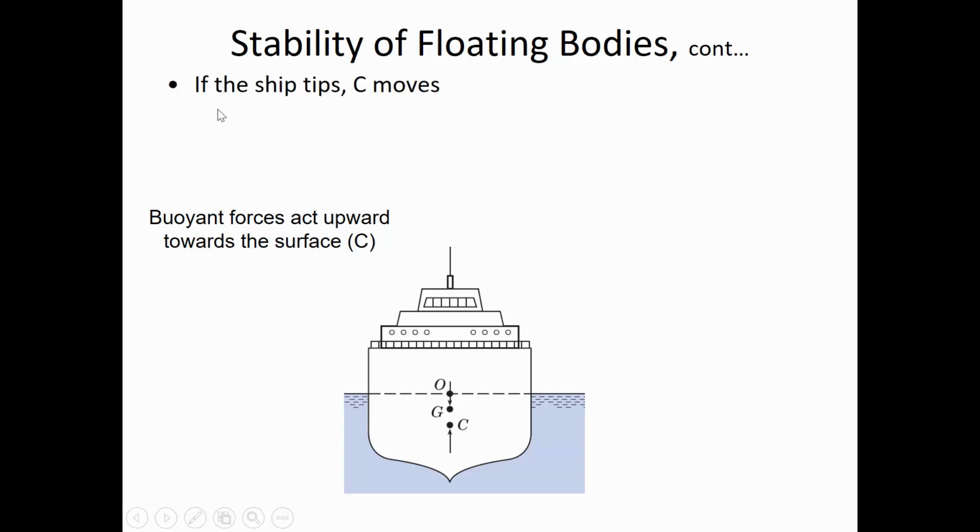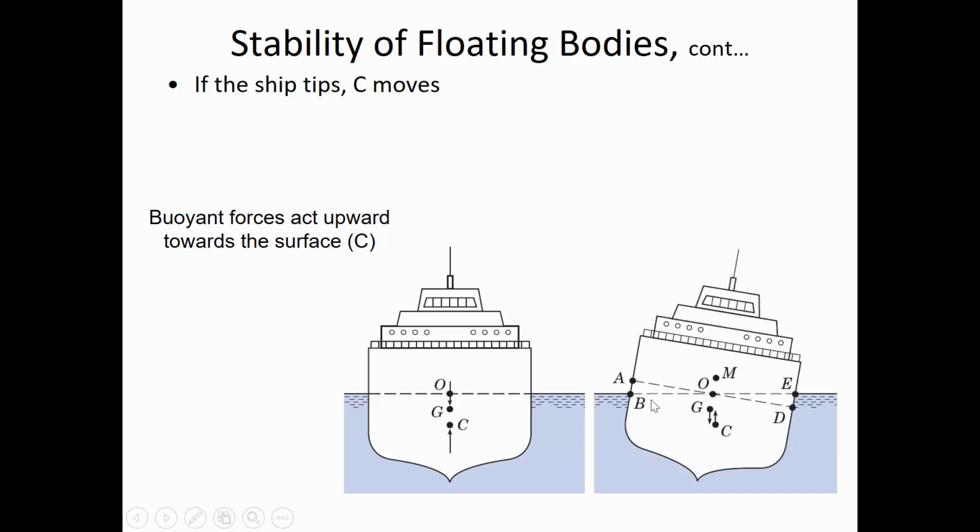If we tip over the ship, then the center of buoyancy is going to change. Because look at the shape of the hull. Right now, the center of buoyancy is in the middle of the boat because the boat's straight up and down. But if you tip over the boat, like we just did here, the location of the center of buoyancy is now shifted to the right.